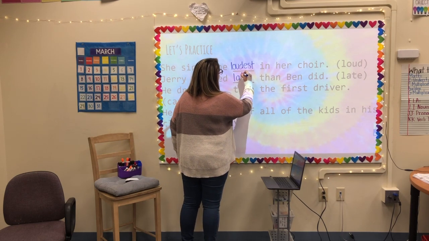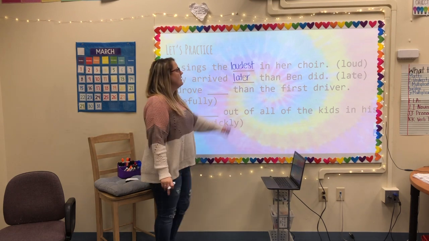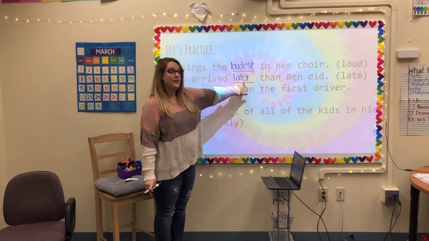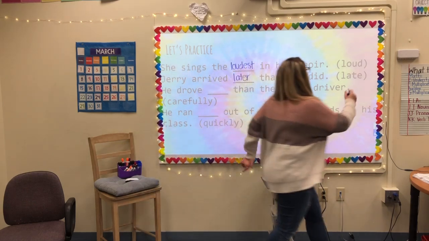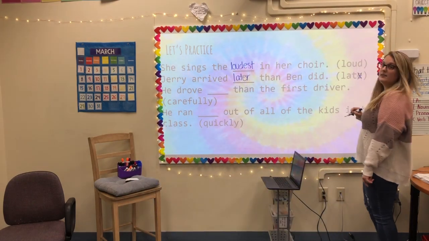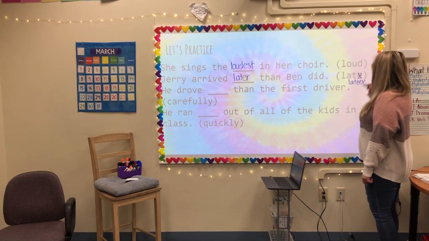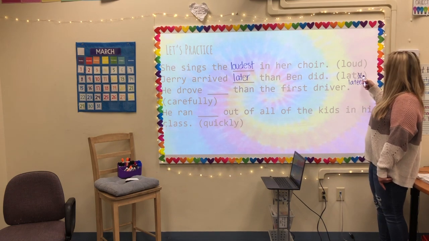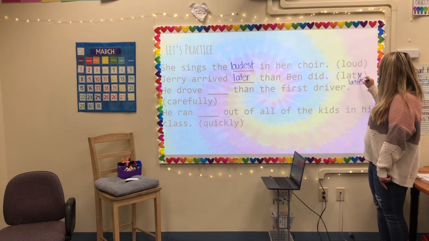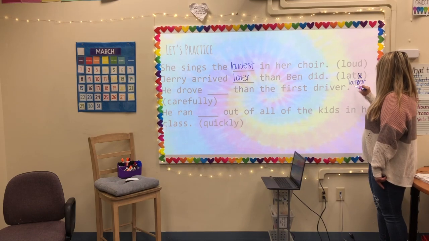Oh, here's another little trick, kind of like that Y trick. So later. Notice how I added er to the end, but I got rid of this E before I added er to the end. Otherwise, it would have looked like this. Later. So that's another one of those tricks. If it ends in an E, you drop the E before you add the er. So then it's just later.